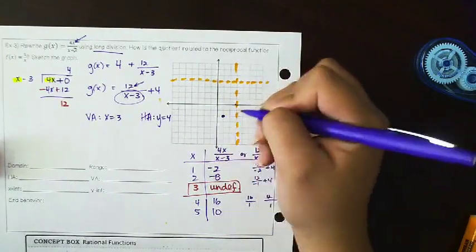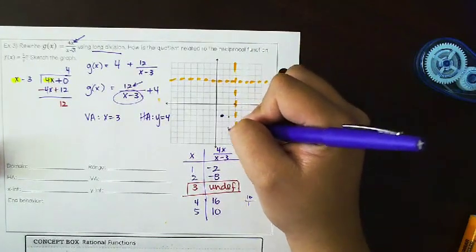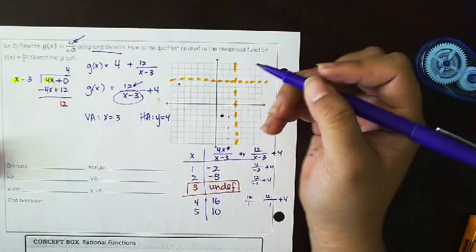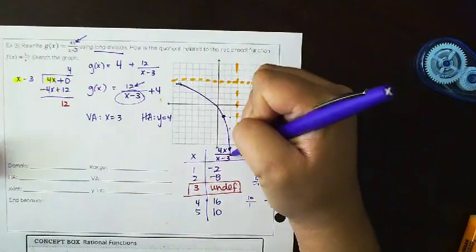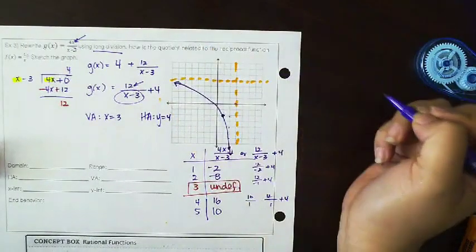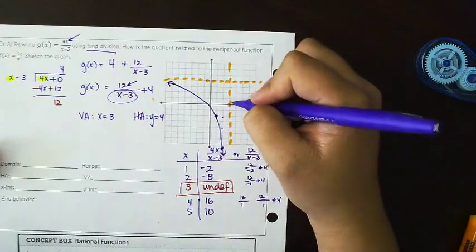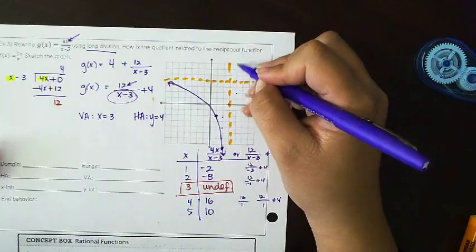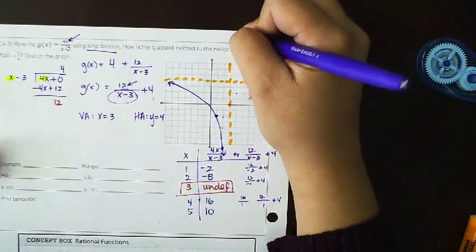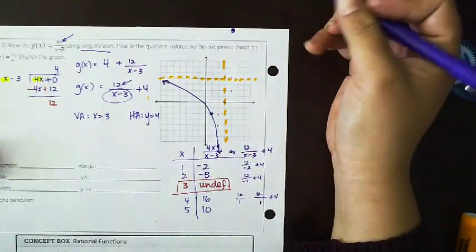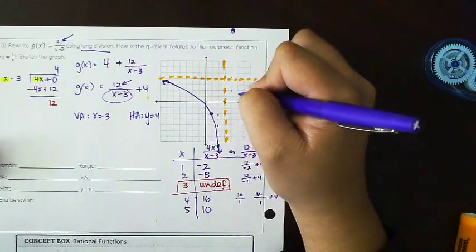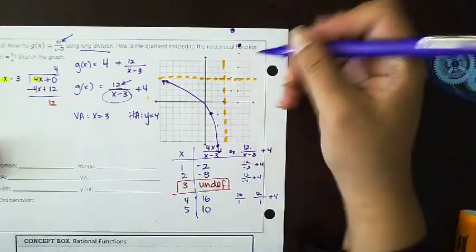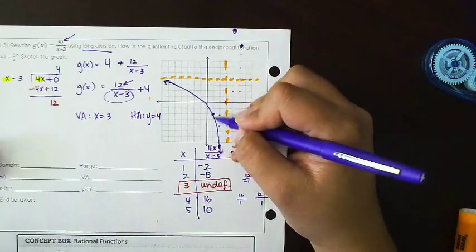1, negative 2. 2, negative 8. 2, 4, 6, 8. Somewhere down there. And I'm just going to make sure that I approach my asymptotes. The next one is 3, undefined. 4 is 16. 2, 4, 6, 8, 10, 12, 14, 16. Way up there. Imagine it's way up there. And then we have 5, 10. 2, 4, 6, 8, 10. Somewhere up there. And it's a similar distance.